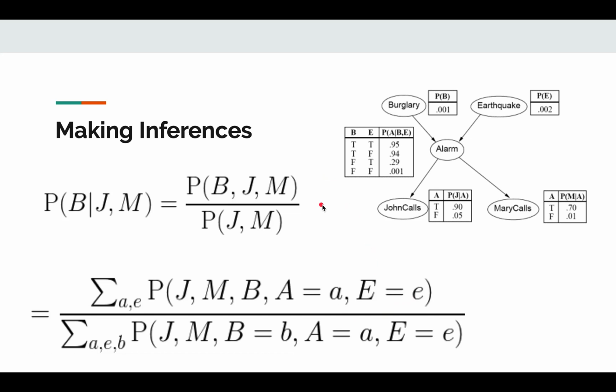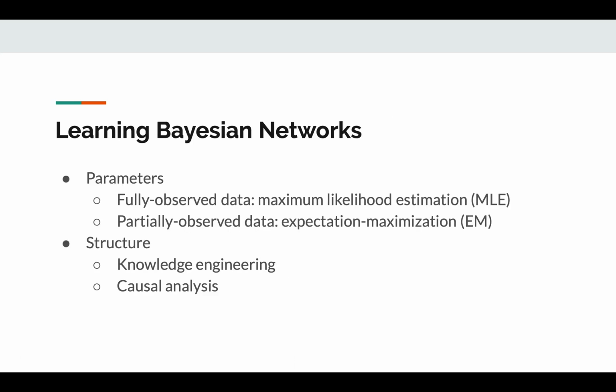And then for learning Bayesian networks, there's two types of learning we could discuss. One is parameter learning. So if you have fully observed data, you can use maximum likelihood estimation. And basically what MLE is, is just finding parameters that make the observed data most likely.